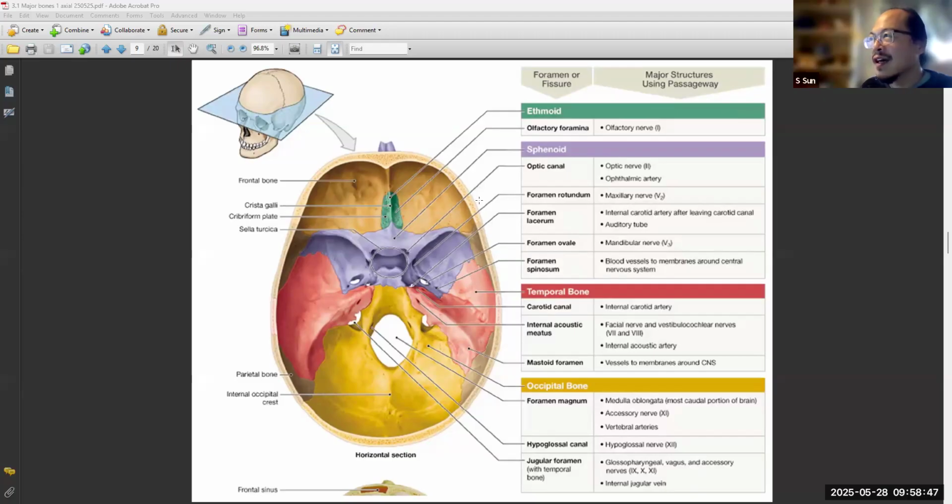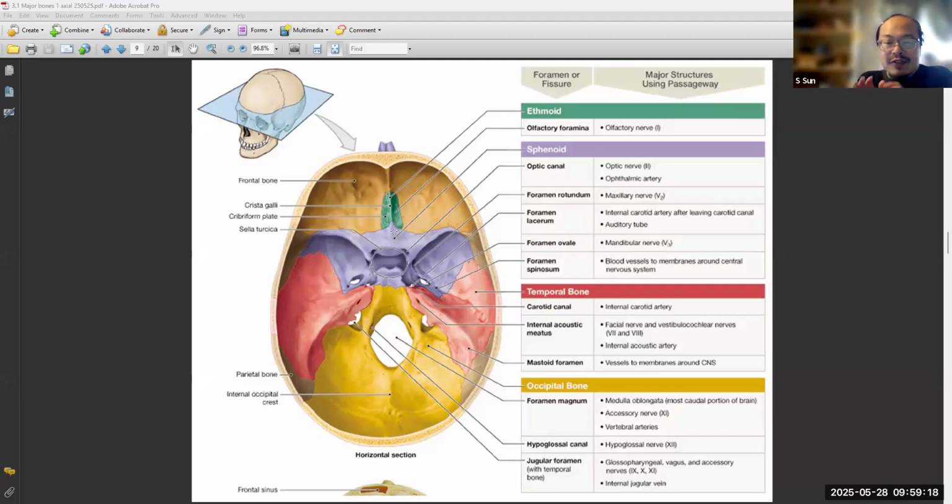This one is the optic canal. It connects with the vision. This one is the foramen ovale, and this one is the foramen lacerum. And this smaller one right here is the foramen spinosum. So that is four on each side.